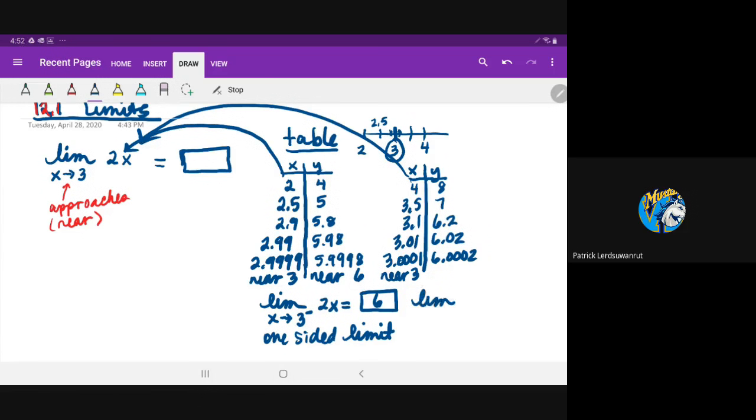Okay, now this is near 3, but from the positive side. So the way that looks is x approaches 3 from the positive side. You put the little plus after the 3. Okay, and then 2x is your equation. And what does that look like it's getting near? Yeah, 6 as well, exactly. Now, if both of the answers are 6, then the overall limit is 6.